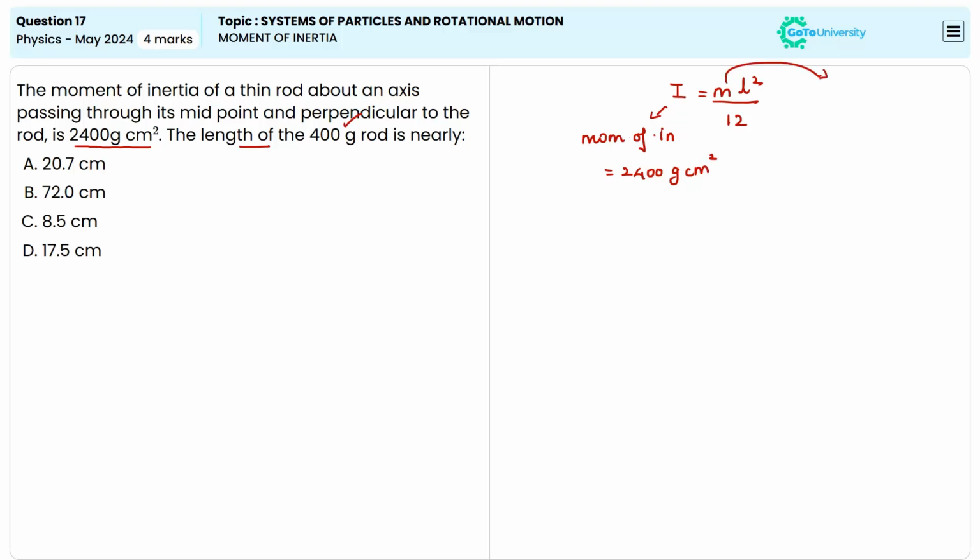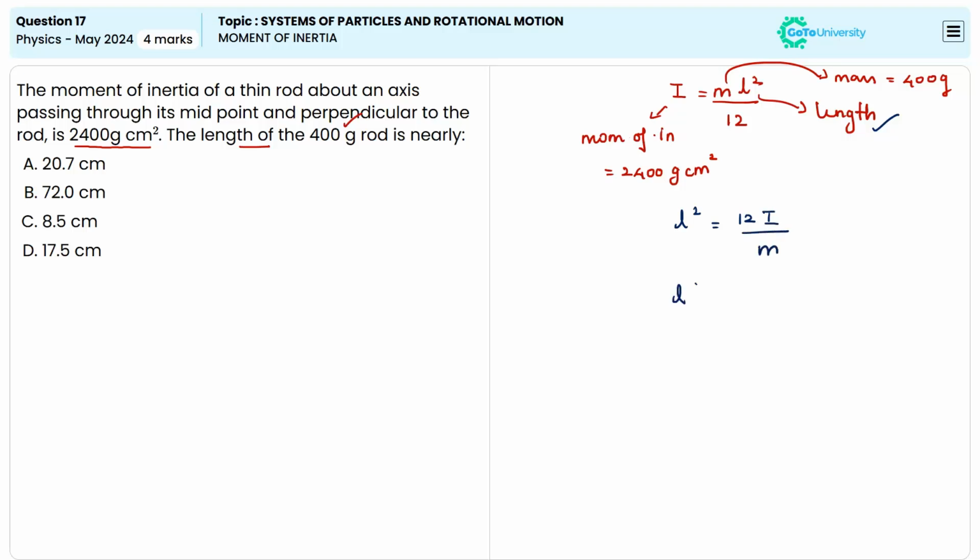Whereas M is representing the value of mass of the rod, which is given as 400 gram, whereas L is representing the value of length. Here the question is about calculating the length only. So we can rearrange the equation: L square is equal to 12I divided by M.